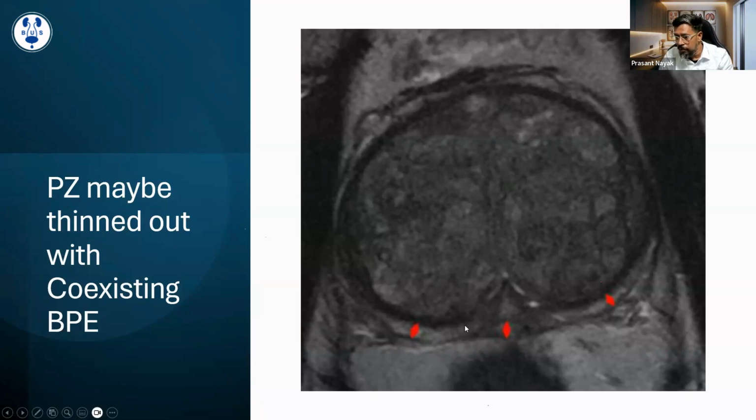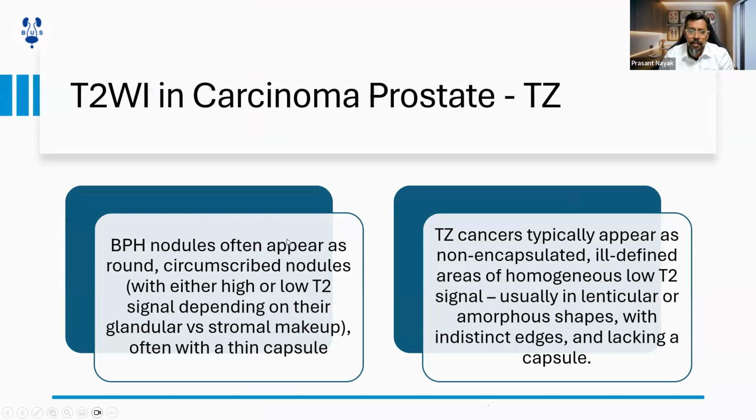On a T2 weighted image, you can look at this anatomy and see, yes, the peripheral zone has been narrowed by this enlarged prostate, right? So how do you differentiate between a BPH nodule and a cancer inside a transitional zone? Both would appear similar, both would appear as hypointense, but you have to look at the margins.